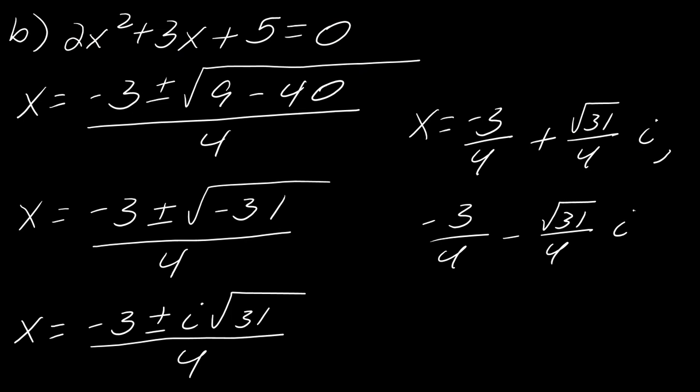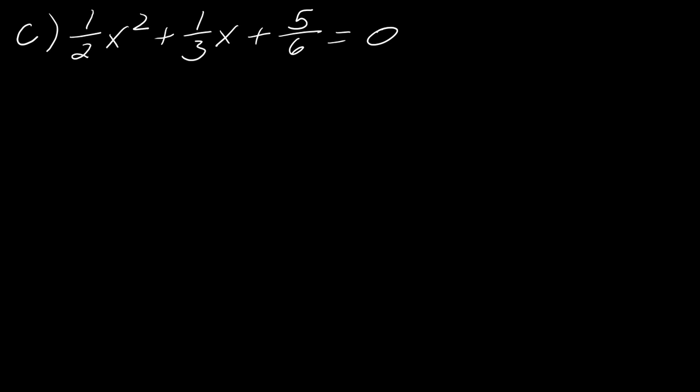Okay, so the last example that I want to do, I want to talk about a little trick here. So this is a quadratic, right? So I've got 1/2 x squared plus 1/3 x plus 5/6. I talked about this trick in other videos, but you should not use the quadratic formula on this equation as is, because that would be crazy. It would be so unpleasant to do, right?